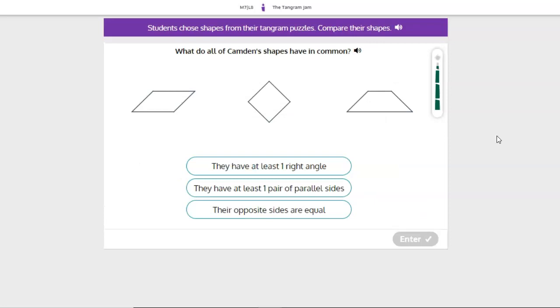Great work today, guys. Remember, look at these attributes, take your time, and if you need to, go back to those files that I sent in Dojo to help you sort these shapes and compare these shapes and figure out what they have in common and what they don't have in common. And use the vocabulary to help you.